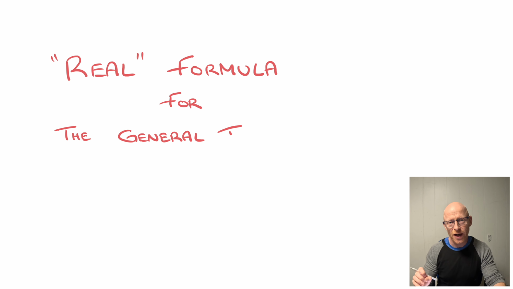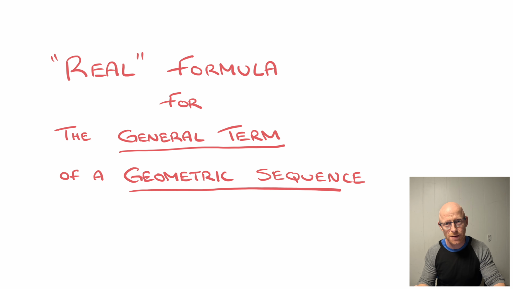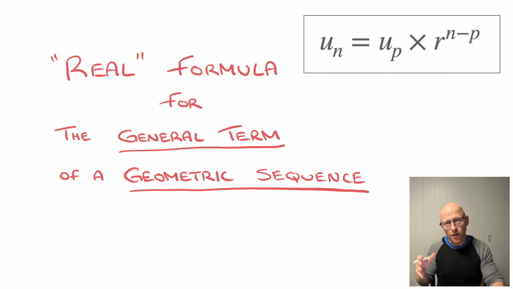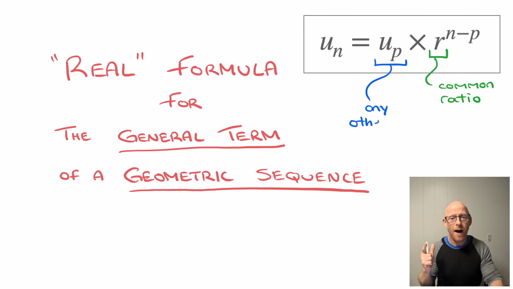Hi everyone, in this video on geometric sequences, we're going to be learning about a formula which I like to think of as the real formula for the general term of a geometric sequence. And as we're about to see, this formula allows us to calculate any term in the geometric sequence, provided we have two things. Those being the common ratio and any other term in the geometric sequence.